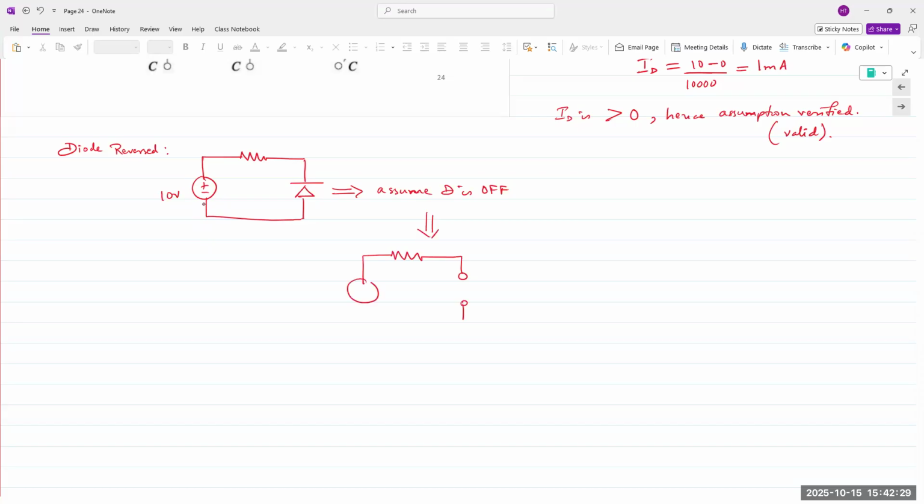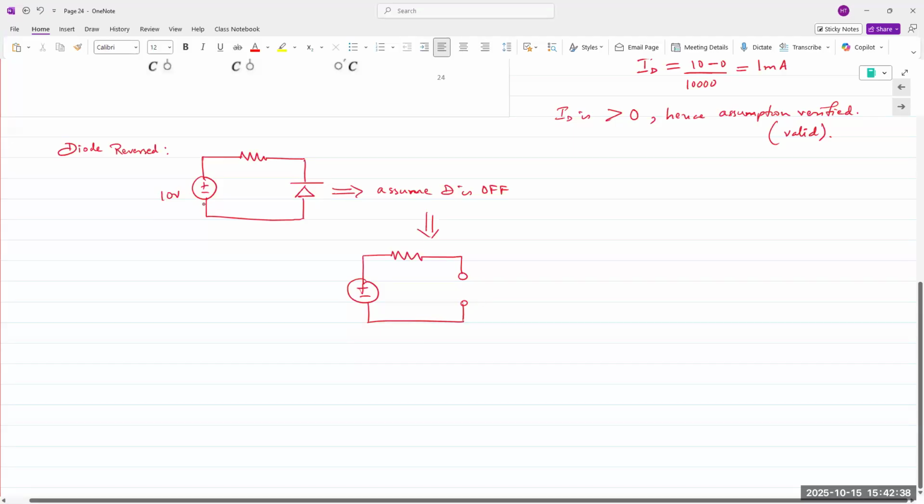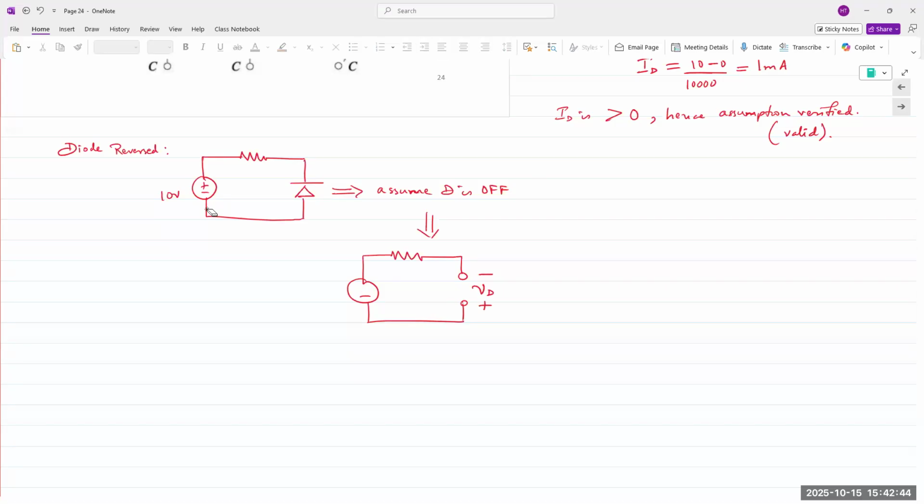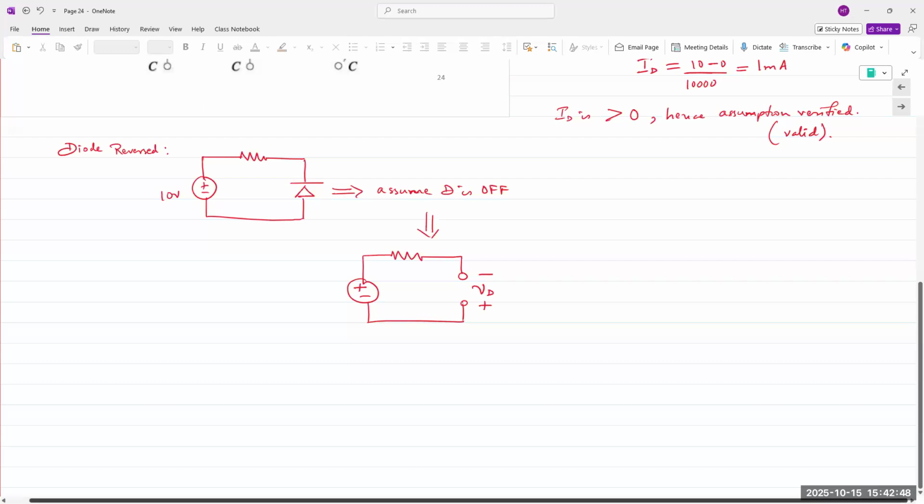Diode voltage is always measured with positive reference at the anode, negative at the cathode. So positive anode, negative cathode. So what is VD in this case? It's open circuit. So one thing is for certain, there's no current flowing through. If there's no current flowing through, there's no voltage drop across that resistor.